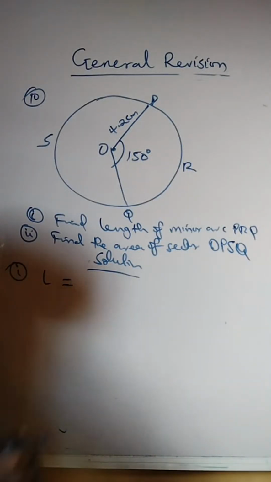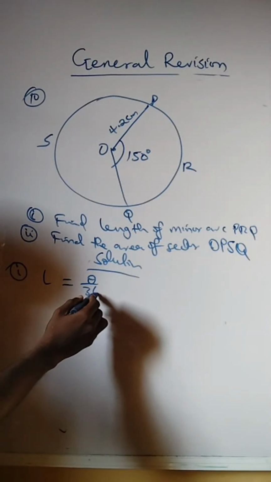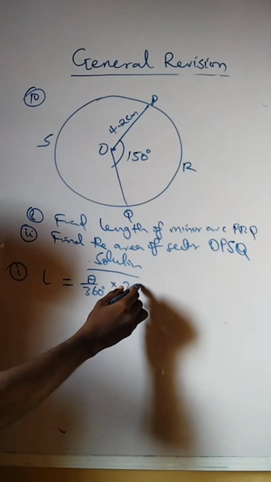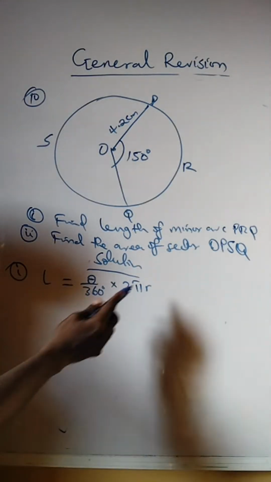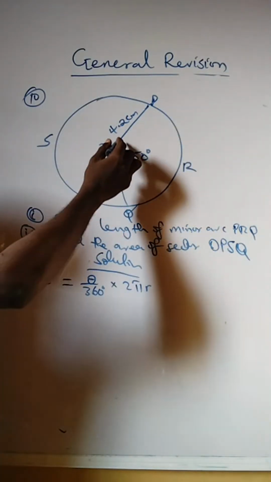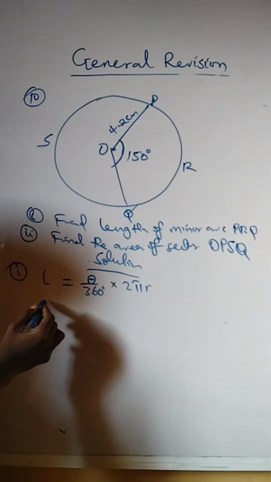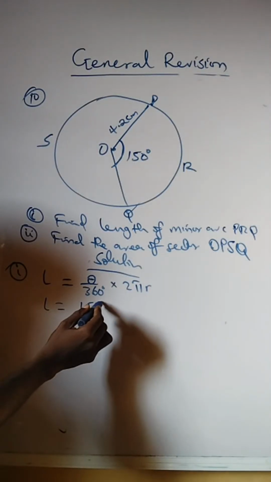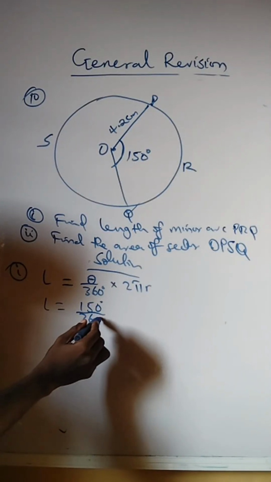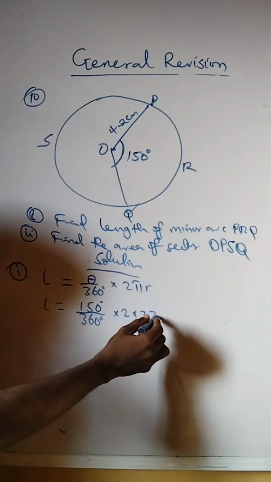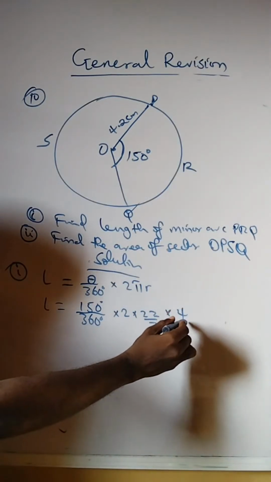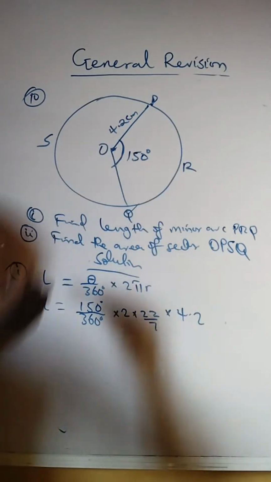First, the formula for length of arc is theta over 360 degrees times 2 pi r, where theta is the angle subtended at the center by that arc. Look at the minor arc we are finding, which is PRQ. It's subtending this angle here, which is 150. So theta is 150 here. We have 150 degrees over 360 degrees times 2 times 22 over 7 as pi. Then our radius is 4.2, the distance from the center to the circumference.